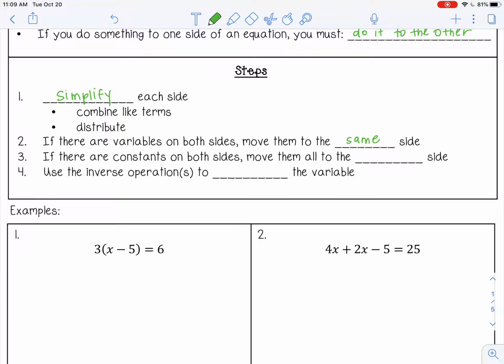If there are constants on both sides, and remember that's a number without a variable, you want to move them to the opposite side, the other side of the variables. So variables go on one side, constants go on the other. And then lastly, you want to use inverse operations to isolate the variable. Okay, so let's try some of these now.